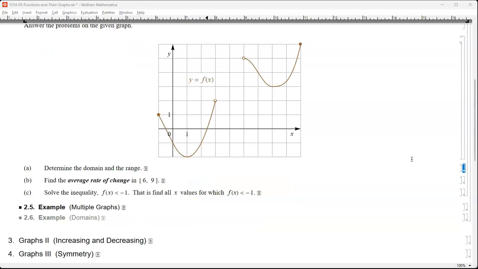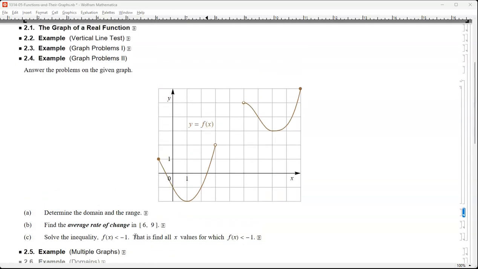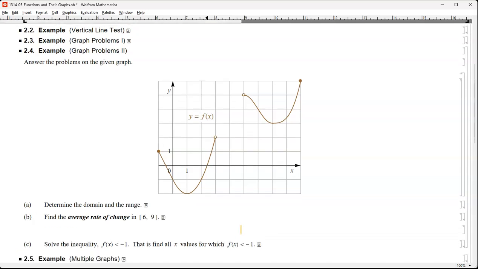Next, the average rate of change. Well, I hate this problem. You have to know the average rate of change formula, otherwise you can't answer this question. What is the average rate of change? f(9) minus f(6) divided by 9 minus 6.